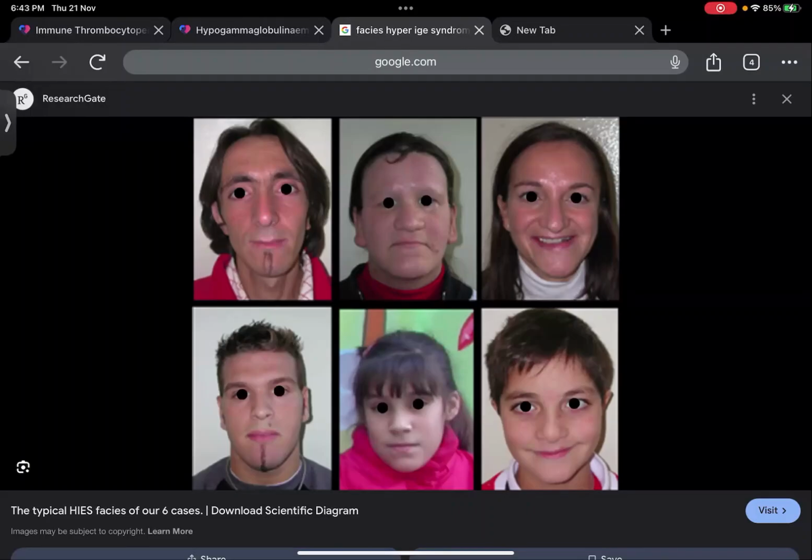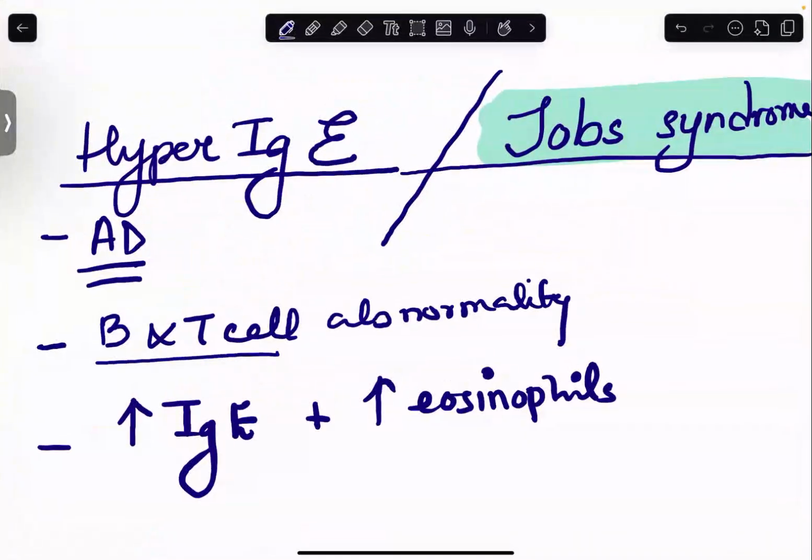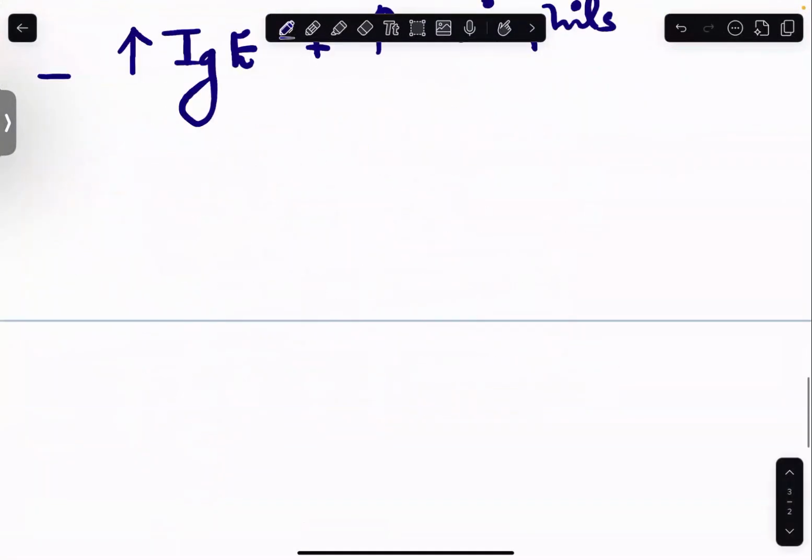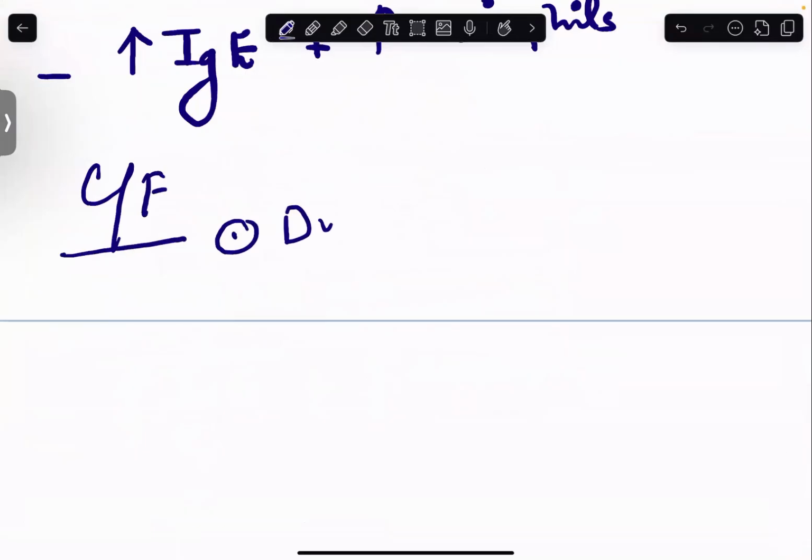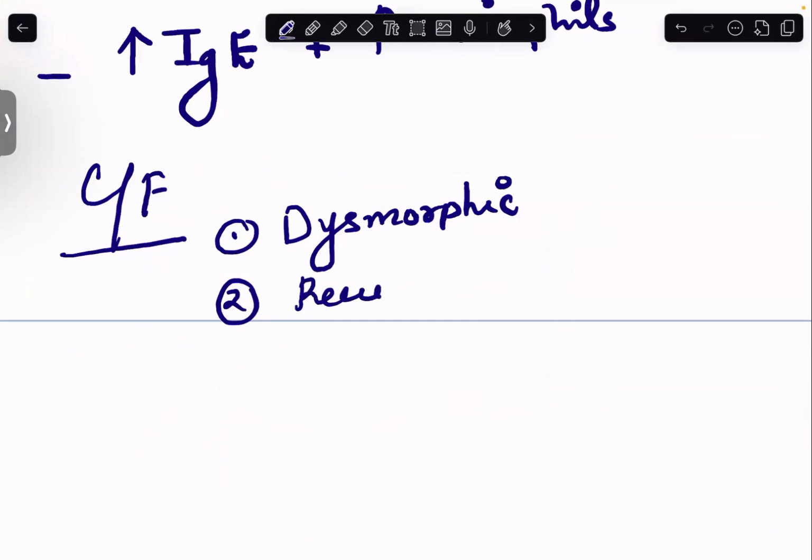Yes. Okay, this is very, very important. So first thing is, what is the clinical feature? The clinical feature is that the child will have dysmorphic facial features. Second one, because it is IgE mediated, so usually it will cause recurrent skin infections. So there will be recurrent skin infection.